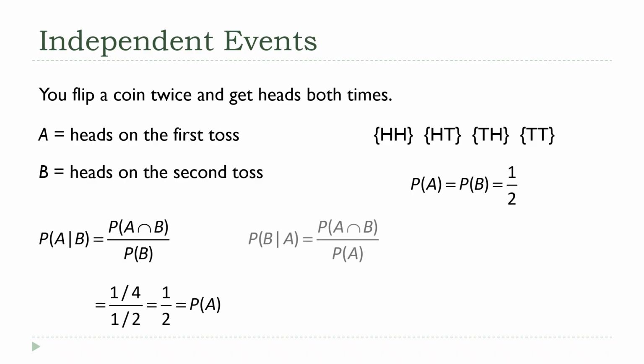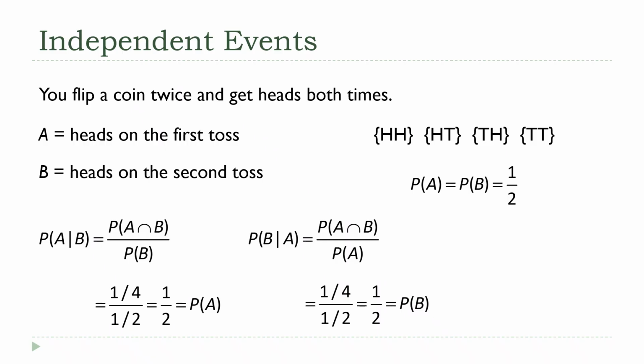I'm going to do it the other way around. What's the probability of B given A? Well, that's the intersection of A and B, so it's the same in the numerator, but the denominator changes. The denominator is now the probability of A, but the numbers are the same. This is still 1/4 divided by 1/2, which is 1/2, which is, you'll notice, the probability of B.